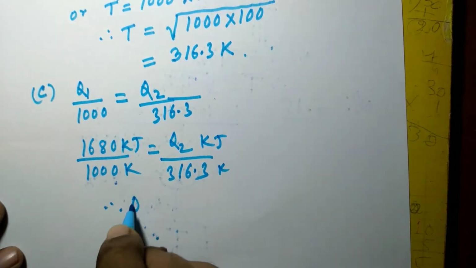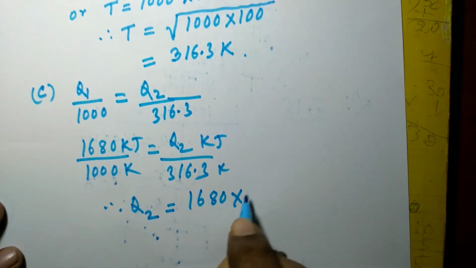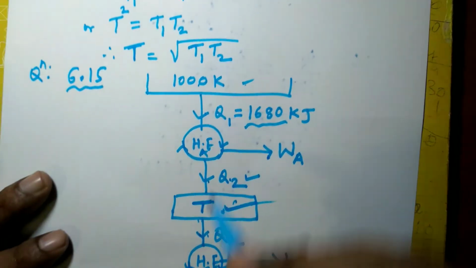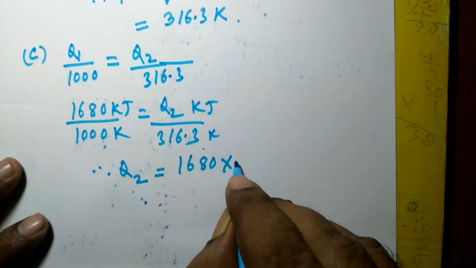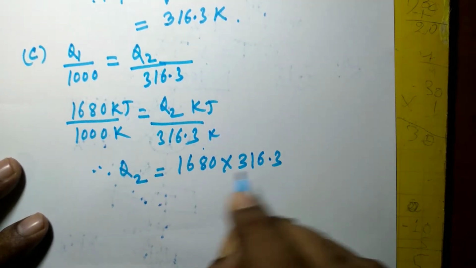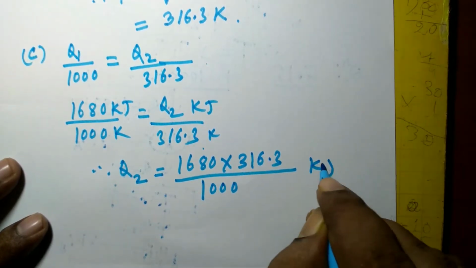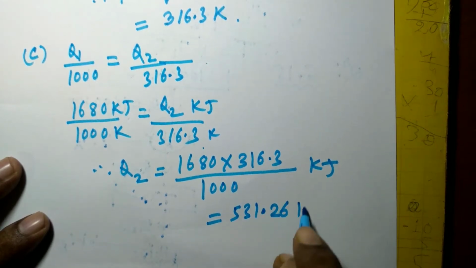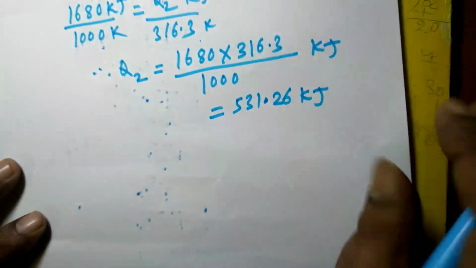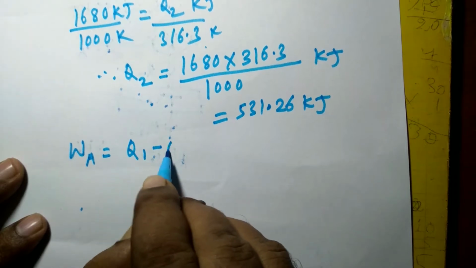From this, Q2 is equal to 1680 multiplied by 316.3 divided by 1000, and this is equal to 531.26 kilojoule. Then WA is equal to Q1 minus Q2.